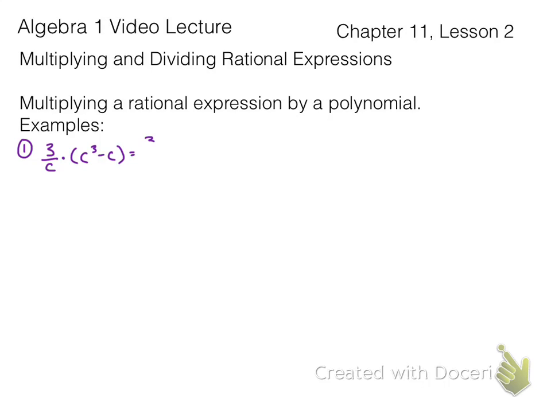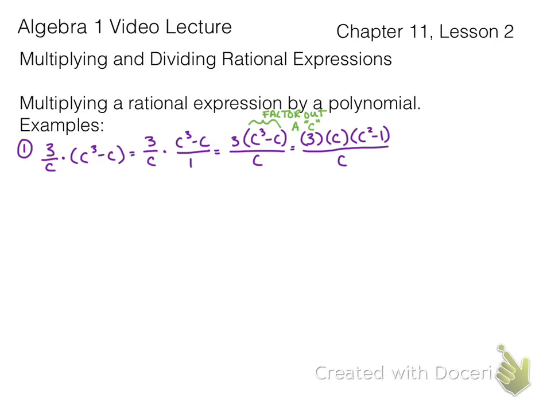So let's go ahead and rewrite this. And again, whenever I have just a number, I can write it as a fraction by putting it over 1. So then we're just multiplying fractions. So let's go ahead and multiply. The thing is though, I can pull a c out of the c to the third minus c, and it gives me this. Factor out a c.